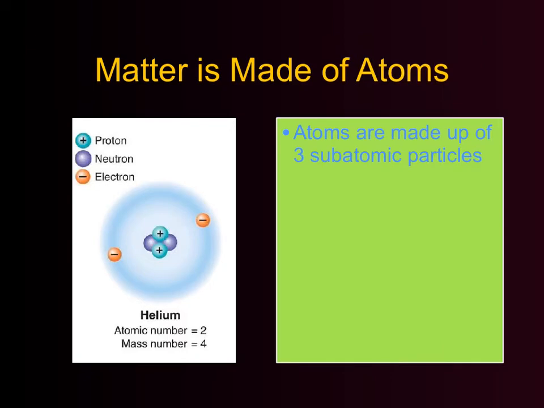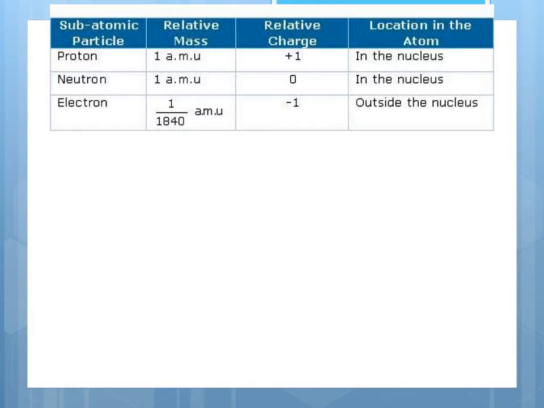But we call these subatomic particles. Subatomic meaning smaller than an atom, and you can see in the picture that they're the proton, the neutron, and the electron. This chart shows you a lot of information about these subatomic particles. If we look at the protons and the neutrons and you look at their relative mass, you can see that their mass is given as 1 atomic mass unit. We don't use pounds or kilograms or any notation of that sort when we're talking about masses of subatomic particles.